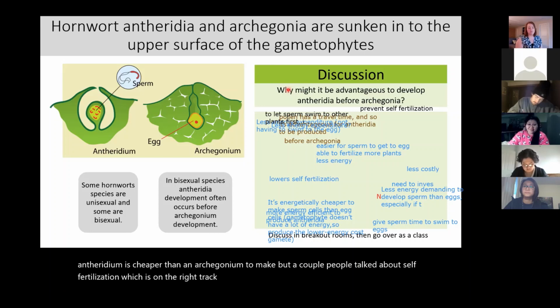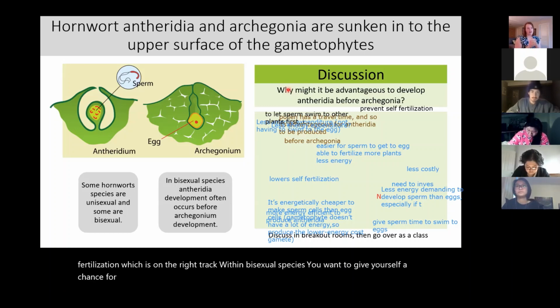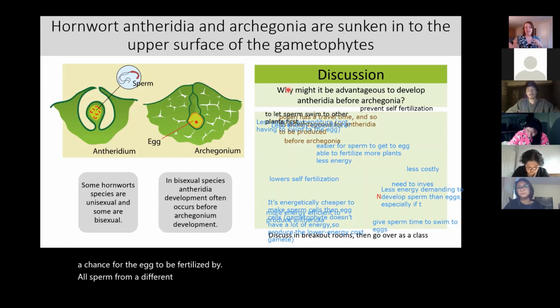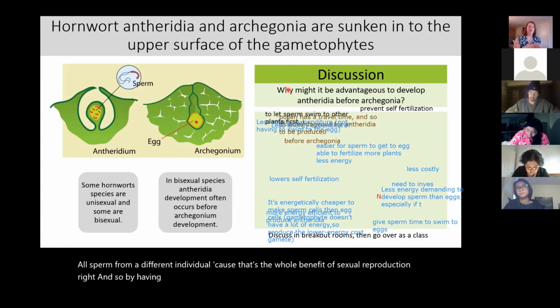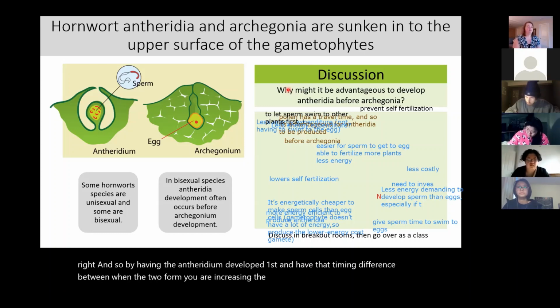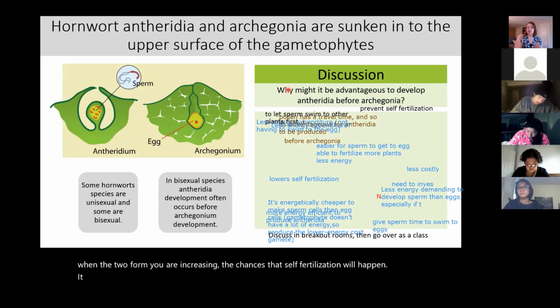In bisexual species, you want to give yourself a chance for the egg to be fertilized by sperm from a different individual, because that's the whole benefit of sexual reproduction, right? And so by having the antheridium develop first and have that timing difference between when the two form, you are increasing the chances that self-fertilization will happen.